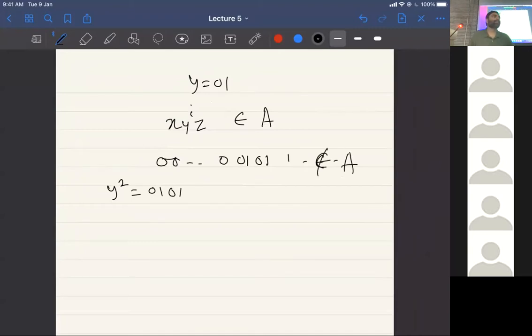And this is not in the language. Right? So no matter what your choice of x, y, and z is, you cannot apply pumping. And this is just one example, and we can prove it by induction that it is not possible. And therefore this language is not regular. It is not this specific choice of x, y, and z which makes it not regular. Rather, all choices will make it not regular.